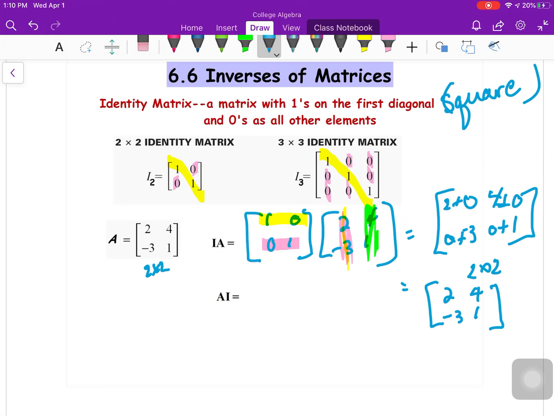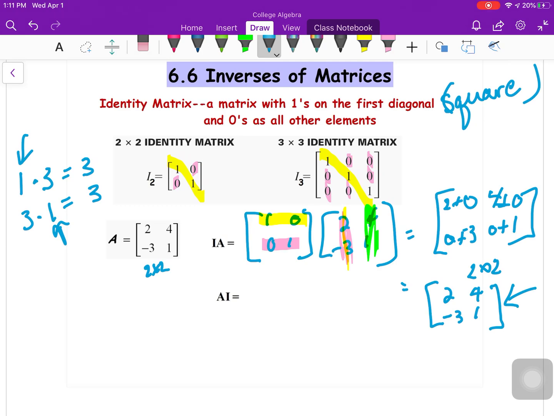So notice when I multiply the identity by a matrix, I get that matrix back. It's just like taking 1 times 3, it gives me 3 back. When I multiply the other way, 3 times 1 also gives me 3 back. This is called the multiplicative identity.